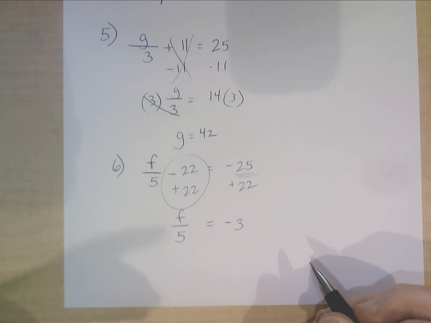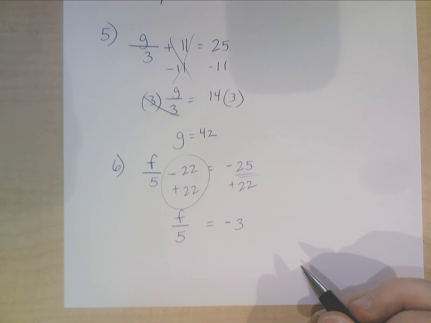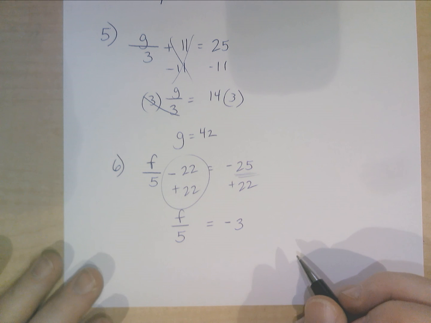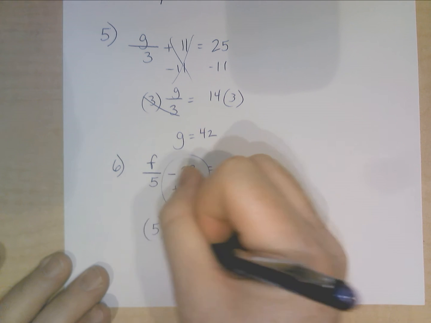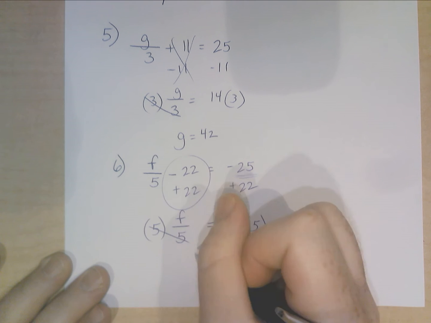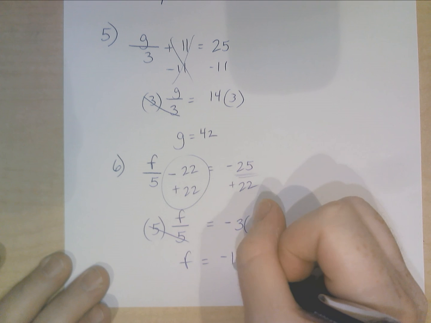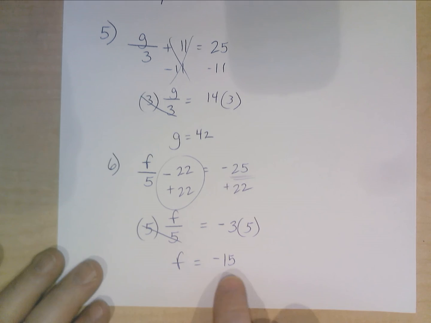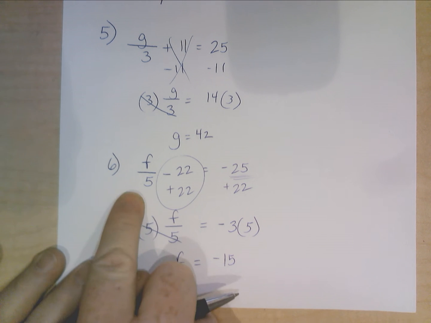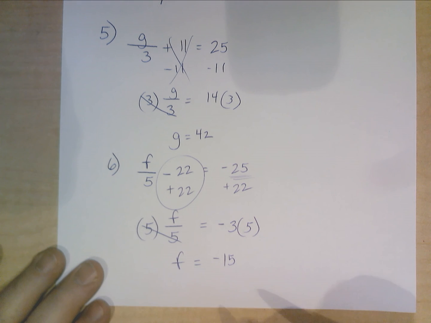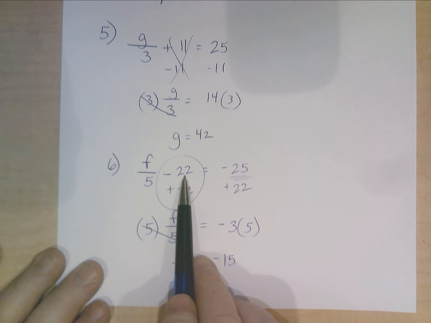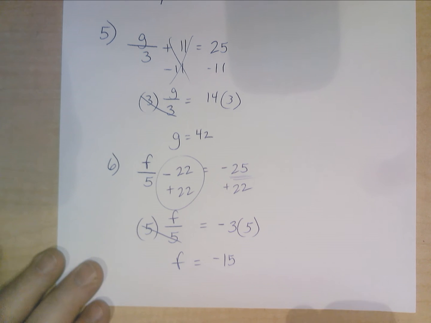Now what's the opposite of dividing by 5? Multiplying by 5, right? So we multiply both sides by 5. This cancels out. We get f left over, and this is negative 15. That's it. And so you can just plug it back in and solve it. So negative 15 divided by 5 is negative 3. Negative 3 minus 22 is negative 25, so it works.